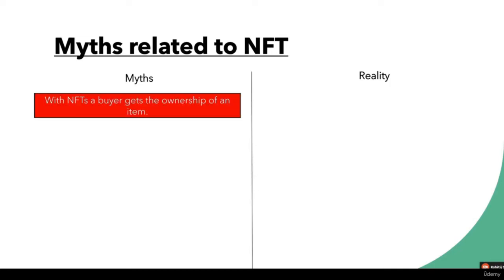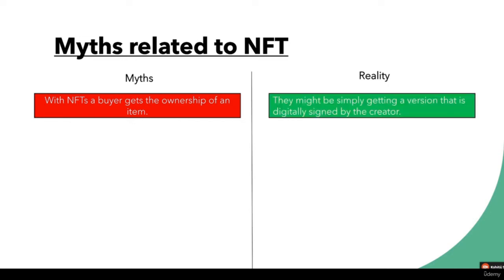Now here, the first myth is that with NFTs, a buyer gets the complete ownership of the item. Yes, previously I have already told you that the buyer gets the ownership, but that ownership is in the sense of authenticity. For example, I will tell you what you will get. Basically, you get a photograph which is signed or authenticated by the creator that this photograph I have given to this buyer. So this is what you get.